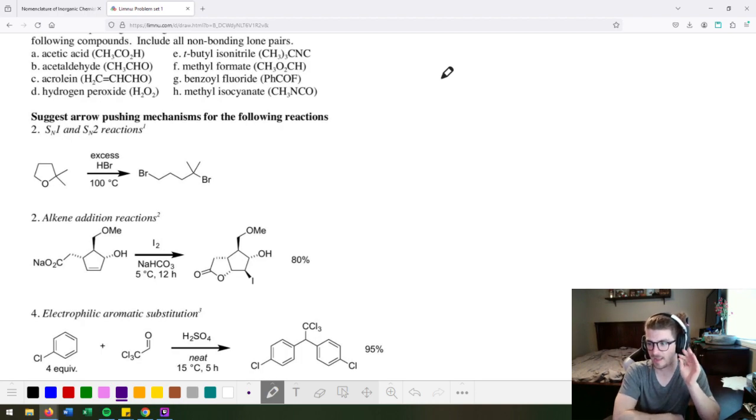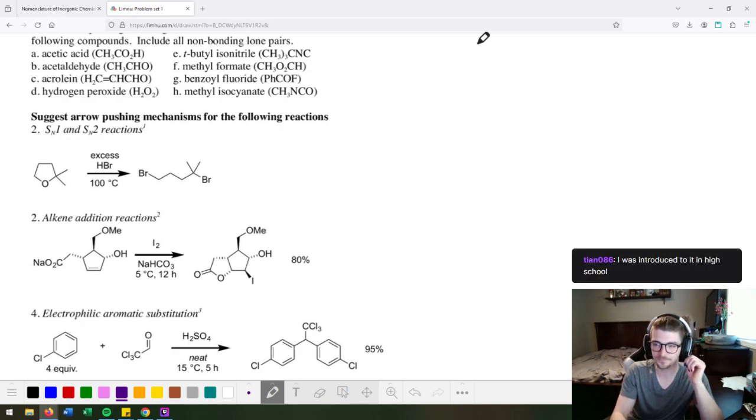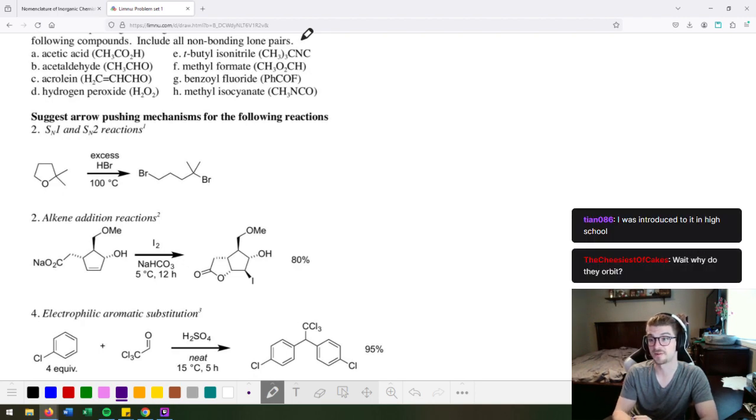Now, every orbital has a capacity of exactly 2 electrons, and reactions happen between orbitals that are filled and orbitals that are empty. And wait, why do they orbit? Orbitals is not a good name for them, unfortunately.